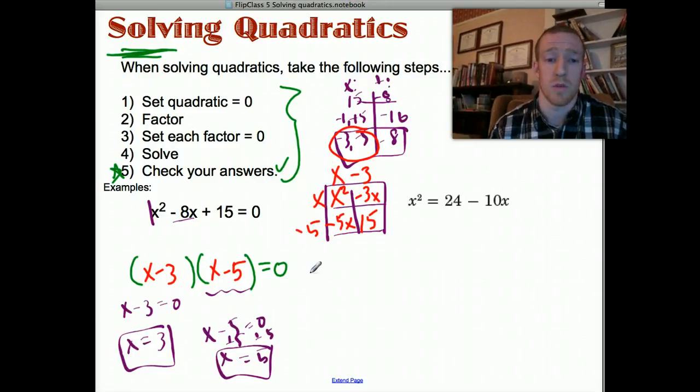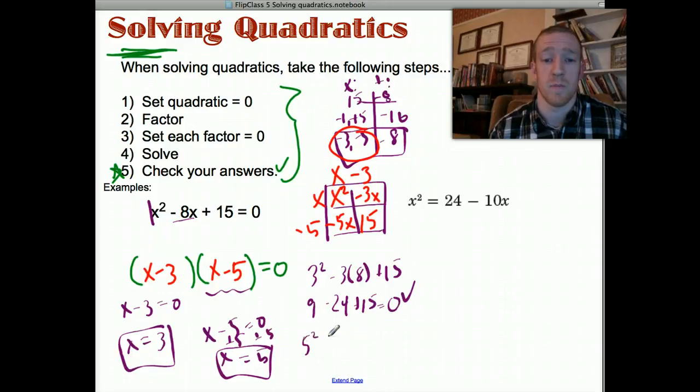So I plug it in. I plug in a 3. I get 3 squared minus 3 times 8 plus 15. That's 9 minus 24 plus 15, and that does indeed equal 0. That works. And then I plug in a 5. I get 5 squared plus 5 times 8 plus 15, and that gives me 25. Oh, that should be a minus, my bad. It should be a minus 8x, so it's minus 5 times 8. And then I get a minus 40 plus 15, and that does add up to 0, so that works too. Alright, so those are my two answers.